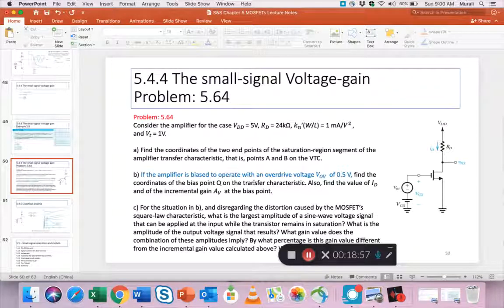So when the amplifier is biased at a certain point, at that point the overdrive voltage is 0.5. So he gives that fact, then he asks us to find the bias point, and of course the bias current and the gain AV. So all this looks like the previous example. The only thing is we are first asked to find A and B on the VTC.